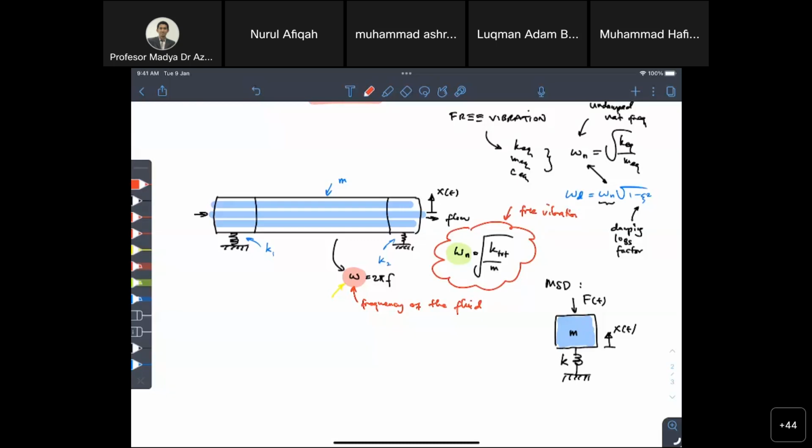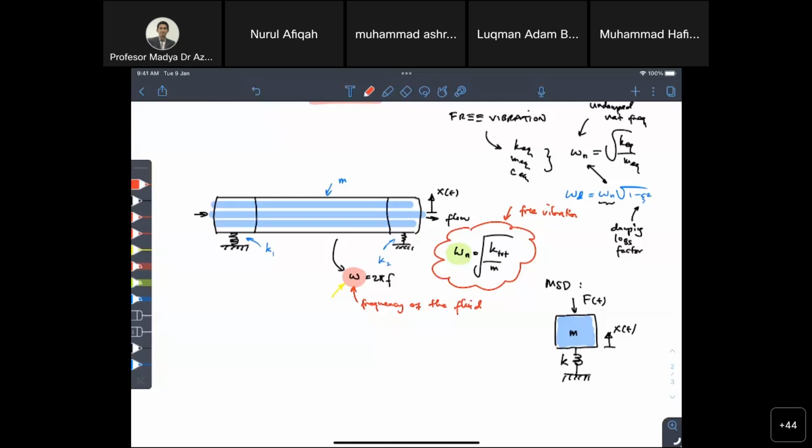Okay, so now if we let the fluid flow inside the pipe, the pipe will vibrate according to the speed of the fluid. So if the fluid speed is low, then the vibration of the pipe will also be low frequency.